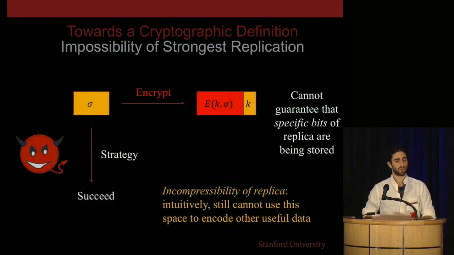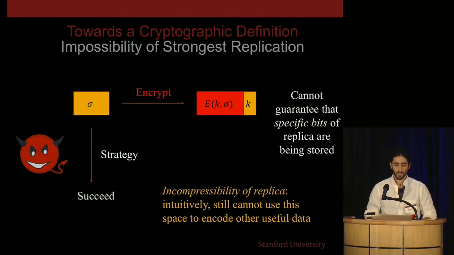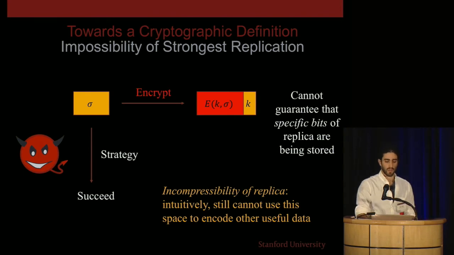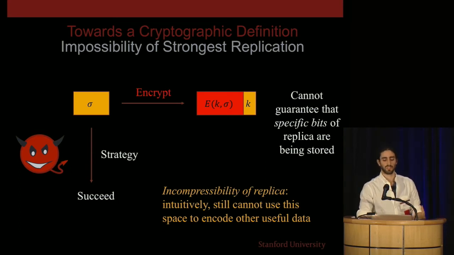And it's hard to show that again for very similar reasons to the previous one. Roughly because, again, you can't guarantee that the specific bits of the replica are being stored. There would be some way to encrypt it and store the key elsewhere. But roughly speaking, the way that we prove this same rational adversary definition of security is by showing the incompressibility of this replica and showing that intuitively this adversary still cannot use this space to encode any other useful data.